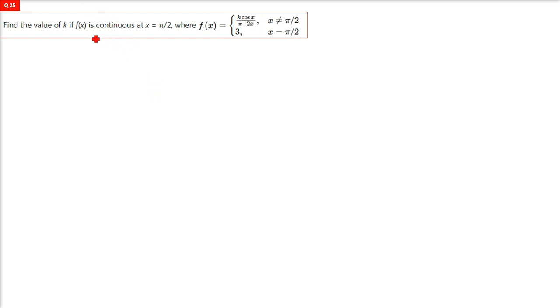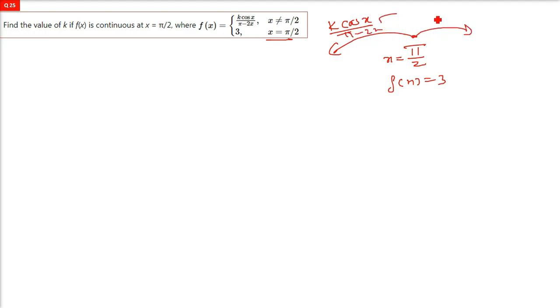Find the value of k if f(x) is continuous at x equals pi by 2, where f(x) is this. So at the point pi by 2 we need to check. And at x equals pi by 2, the function value f(x) is 3. So when you go a bit backward or forward, you will use k cos x by pi minus 2x. This we are going to use in both the cases, on the left hand side and the right hand side as well, right? But on the left hand side we are going to use pi by 2 minus h, and on the right hand side we are going to use pi by 2 plus h.